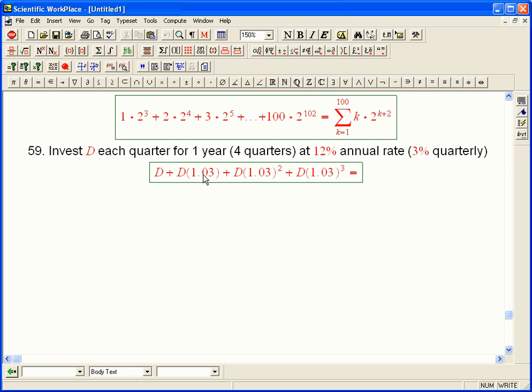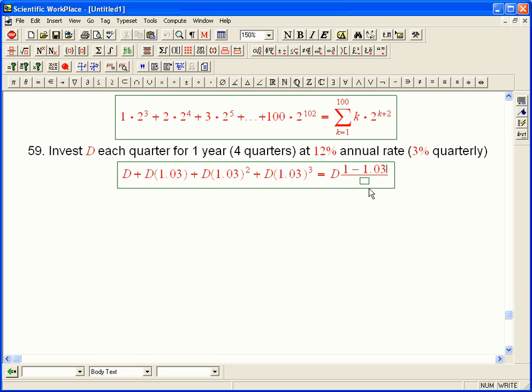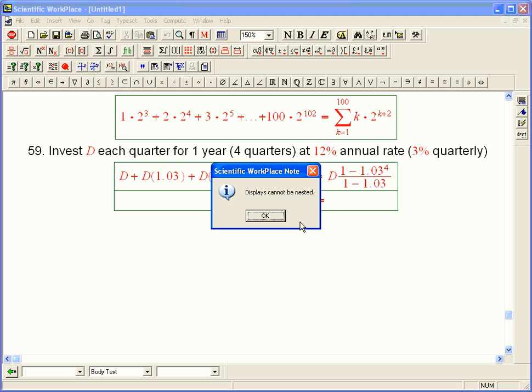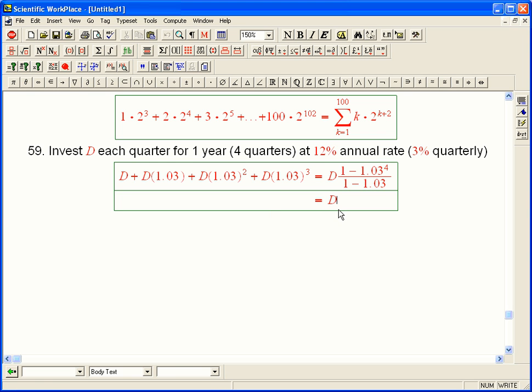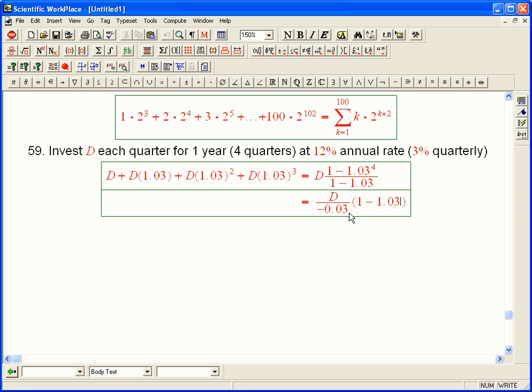It's kind of a pain to collect and solve this, and it would be a huge pain if this is like 75 or something like that, or 2,000. And so it's nice to know that there's a shortcut formula for that. That's D, which is what we usually call A, our first term, times 1 minus 1.03 to the next power over 1 minus 1.03. Okay, that's a little bit tidier. And so that's D, and then 1 minus 1.03 is minus 0.03, times 1 minus 1.03 to the 4th.